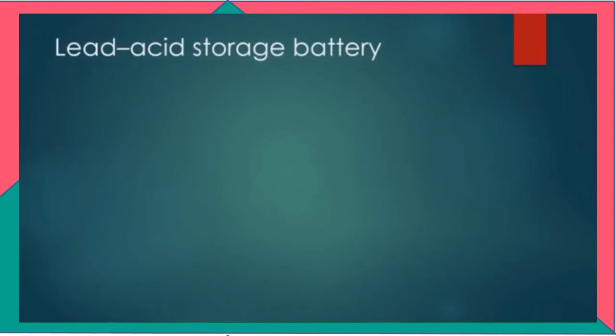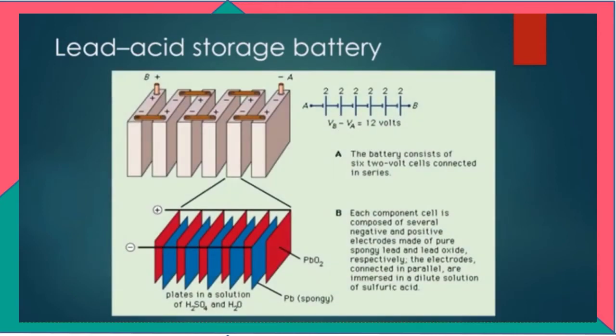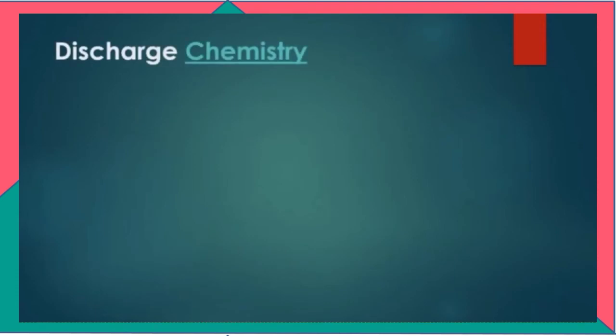The battery is composed of 6 cells in series to give an overall 12 volts supply. In the discharged state, both the positive and the negative plates become lead(II) sulfate. The electrolyte loses much of its dissolved sulfuric acid and becomes primarily water. So the reactions of the cell are as follows.